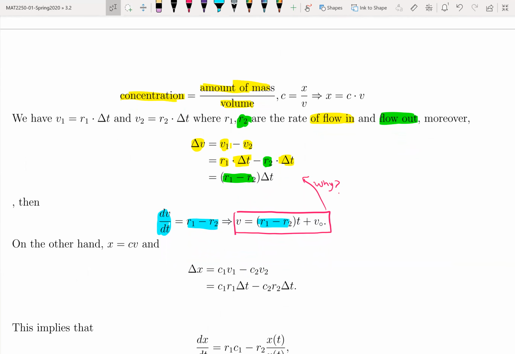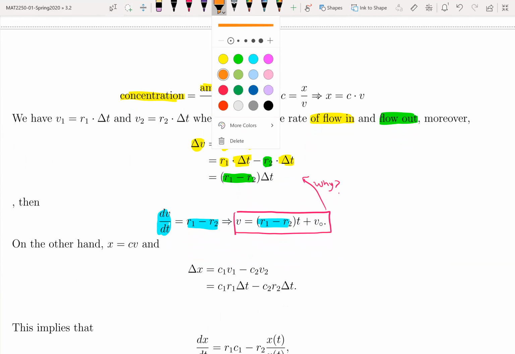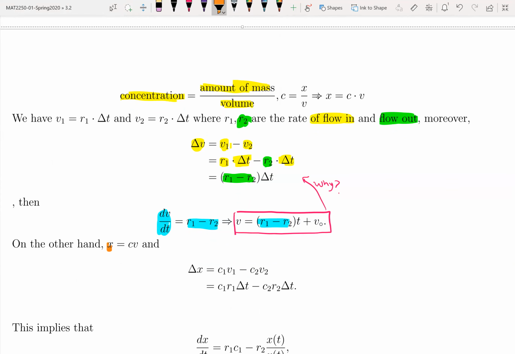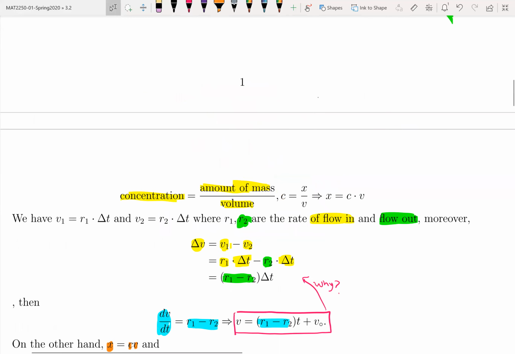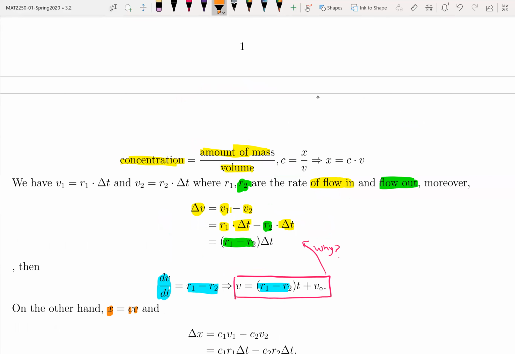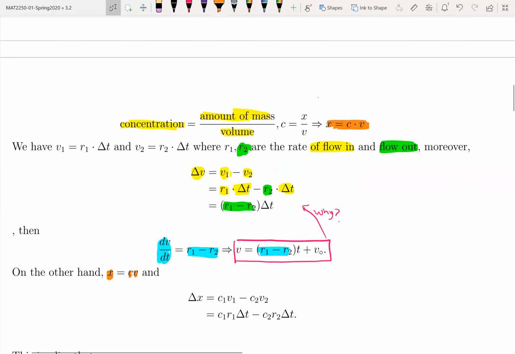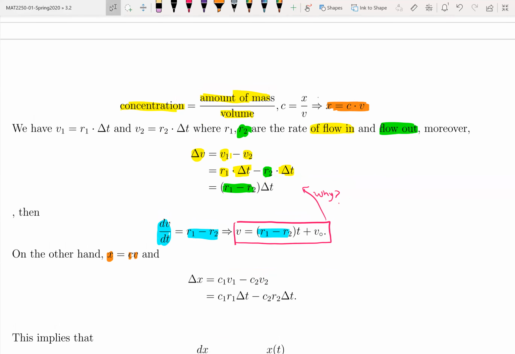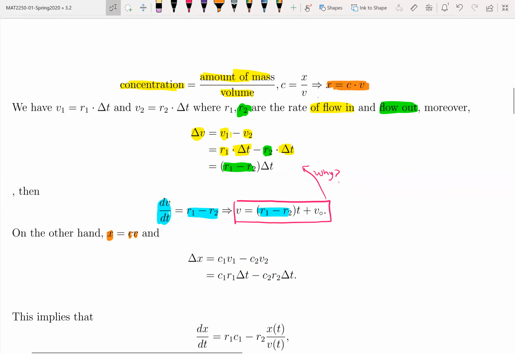So, as we have had, the substance is concentration times the volume. What do we call concentration? The amount of mass per volume is called concentration. So that's why x is just concentration times the volume.